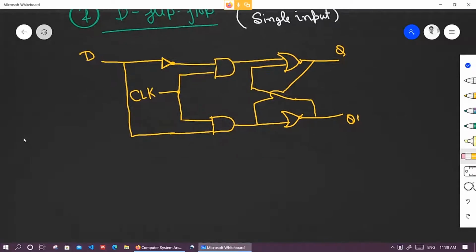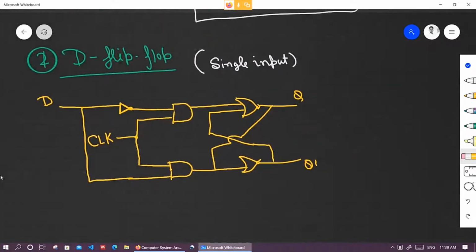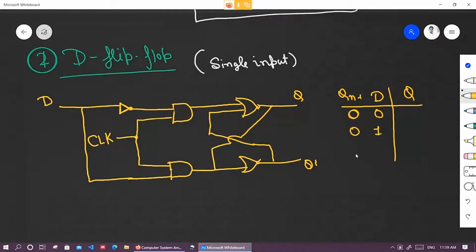So let's make the table for D flip-flop. The table for D flip-flop will be something like this. This is 0, 0, 0, 1, 1, 0, and 1, 1. Fine. This is simple. Now let's see the output state.